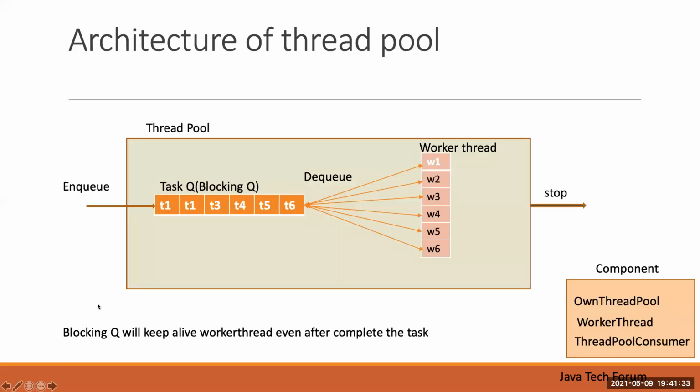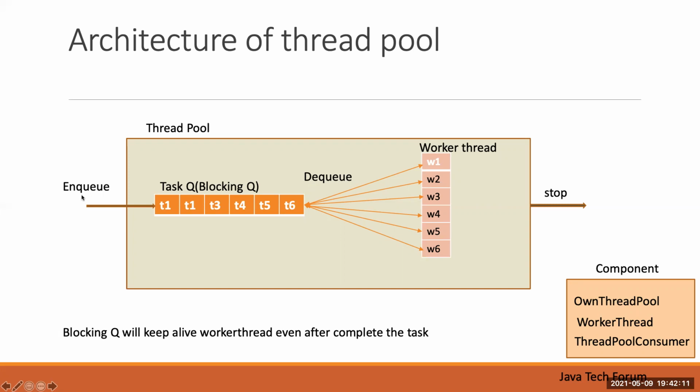This is the structural diagram which represents my own thread pool. What components am I using in this thread pool? I'm using a blocking queue to keep the tasks, so a task queue. There is a reason why I'm using a blocking queue to keep the tasks, which I'll explain in a minute. So let me complete the structure.